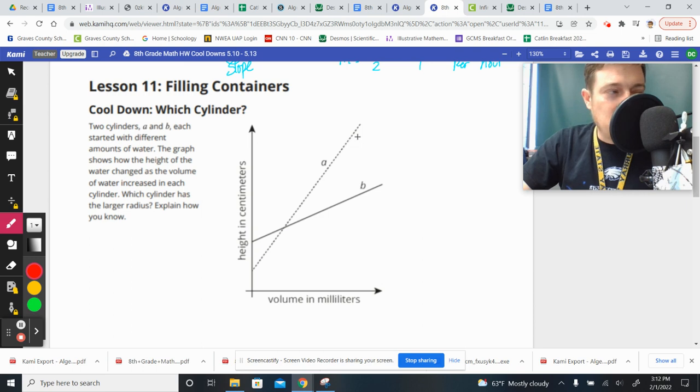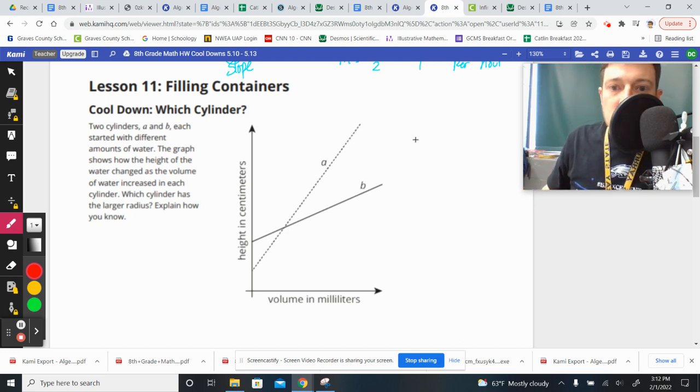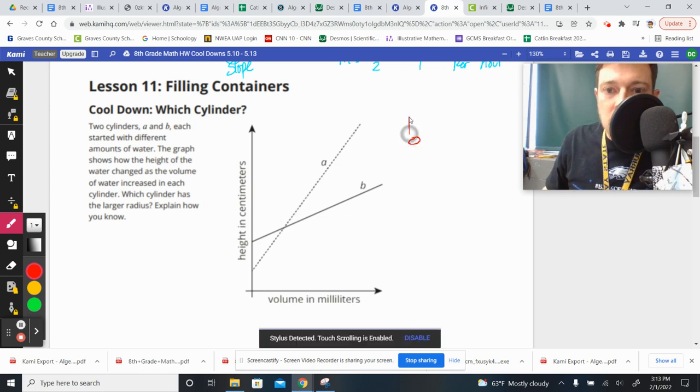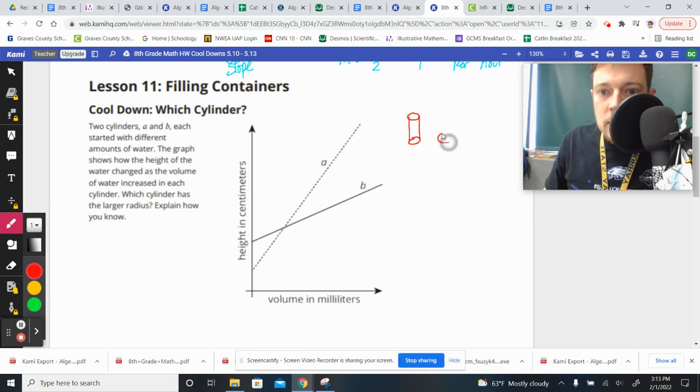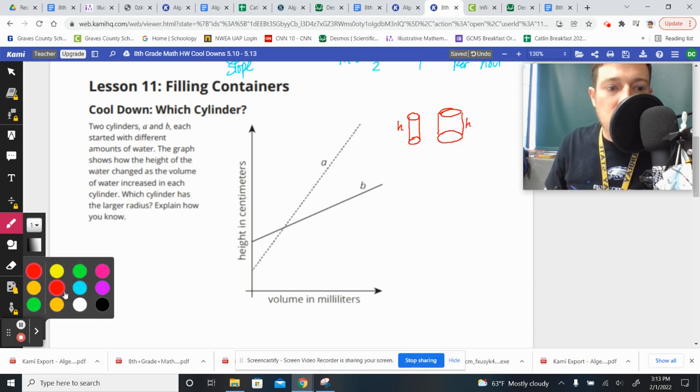when the slope is steeper, that means the cylinder is more narrow. Let me draw a picture of two cylinders. Here's a narrow cylinder with a certain height, and here is a cylinder that's a little wider. Imagine you were filling these cylinders up with water, and you're talking about the height of where the water is at as you're filling it up. Let's say the height is here.